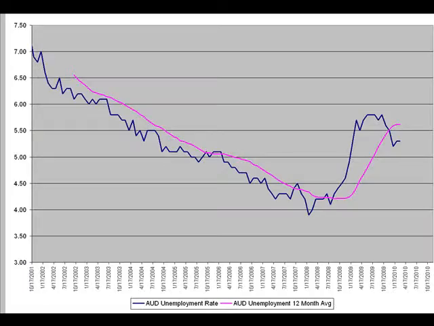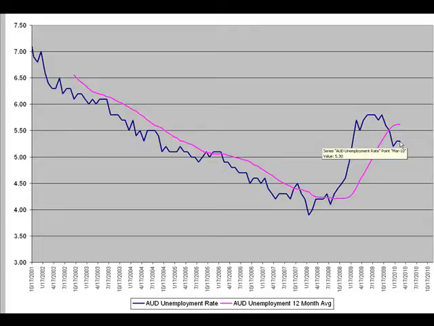Let's take a look at the chart to see how this translates. Now, the blue line represents the Australian unemployment rate going back to 2001. The violet line represents the 12-month moving average. And we can see that as the unemployment rate has fallen over the past couple of years, hitting the low in 2008, the unemployment rate was below its 12-month moving average. However, during the recovery, we saw the unemployment rate cross back above the moving average. That, since then, has turned back to the downside.